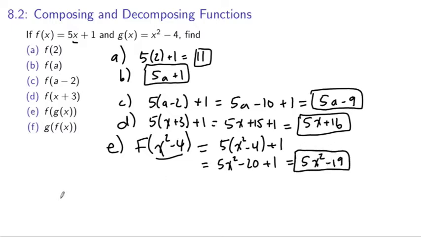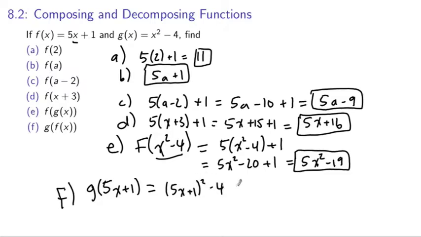And for F, we have g of f of x. F of x's rule is 5x plus 1. Write that here. Put that as the input to g, and we get (5x plus 1) squared minus 4.